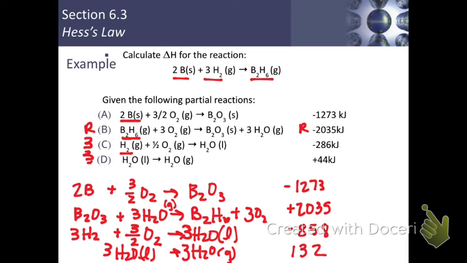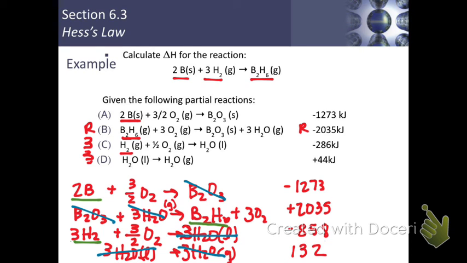All right, so now I'm going to start identifying what things I need to keep and what things I need to get rid of. I need to keep 2B, 3H2, those are my reactants I need to keep. And then my product I need to keep is B2H6. So now I've got to start going through them and seeing if they cancel. Okay? So what about the first one, B2O3? Do I have a cancel for that on the other side? Yes. Here and here. Okay? 3H2O gas, that cancels here and here. 3H2O liquid here and here.